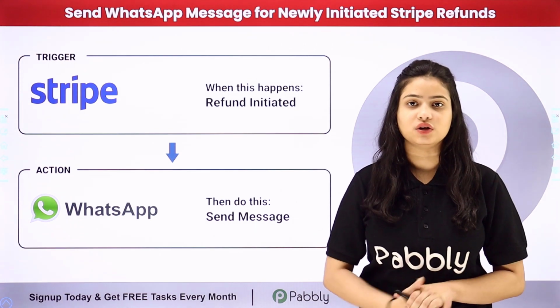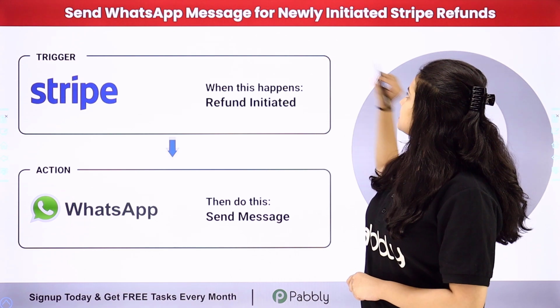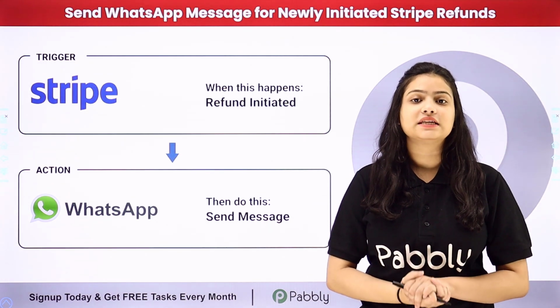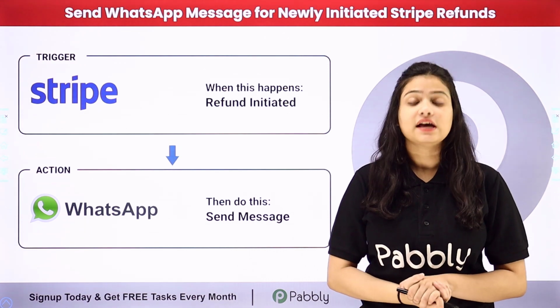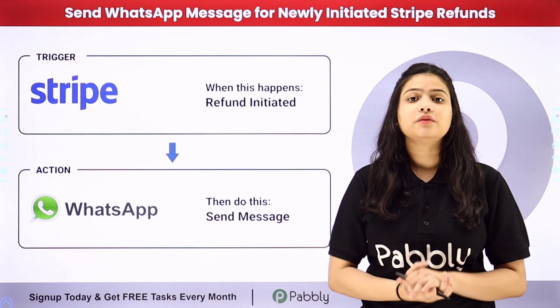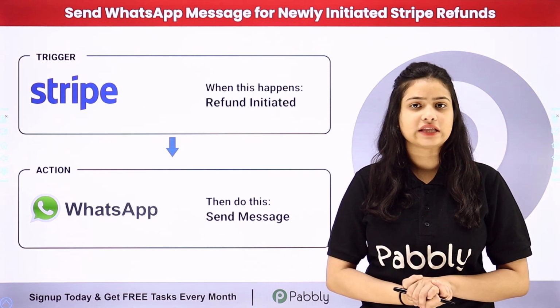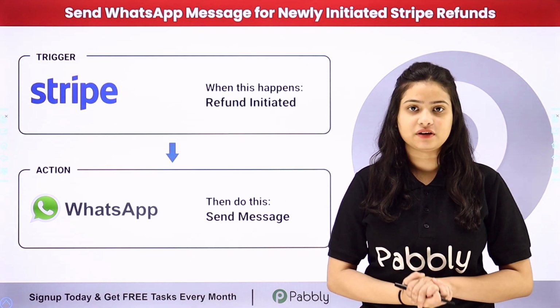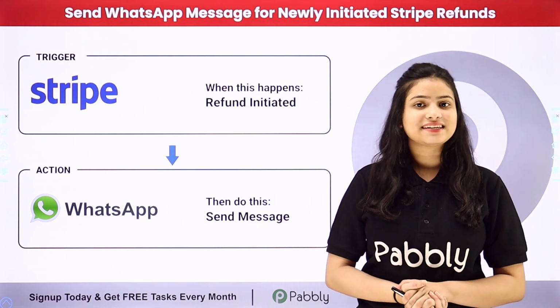In this video, we are going to learn how to send WhatsApp message for newly initiated Stripe refund. So I am using Stripe, which is an amazing payment gateway to sell my products. Now my objective is that whenever there will be a refund of payment for the customer with any reason, then I want to send a message to the customer on WhatsApp regarding the same refund. So how we are going to automate this entire process?